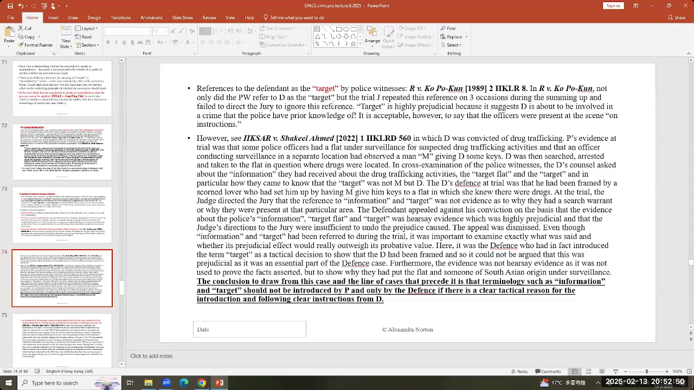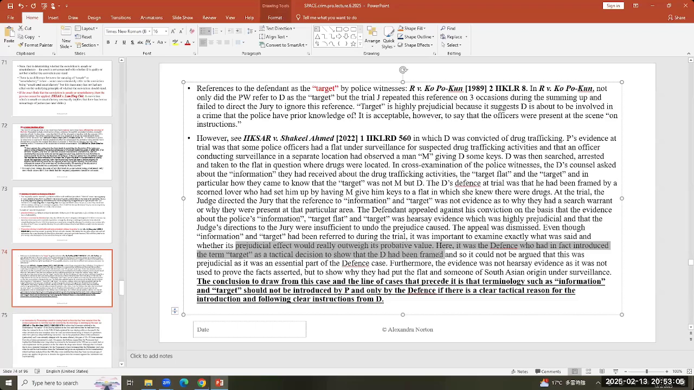Clearly, it was a different counsel on appeal than at trial. But the court on appeal weren't satisfied by that argument, right? Because it was the defense who introduced it in the first place. So it was a tactical decision to show that the defendant had been framed. And it couldn't be argued it was prejudicial because that was a part of the defense case. So he was basically saying, you unfairly targeted me and you framed me. That was the defense.